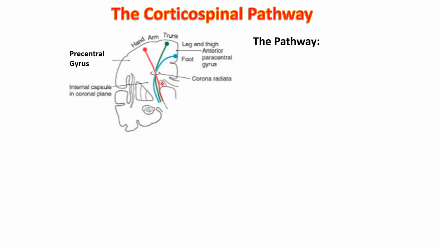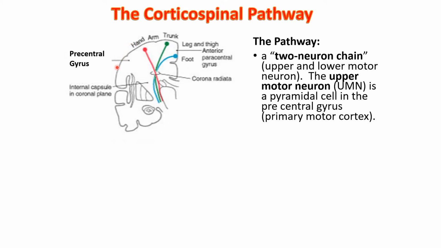The pathway starts out in the cortex in the precentral gyrus, with the foot represented medially in the precentral gyrus portion of the paracentral lobule, or the paracentral gyrus. The trunk is represented at the vertex, the arm more laterally, the hand further laterally, and as we'll see, the face most laterally. It is a two-neuron chain.